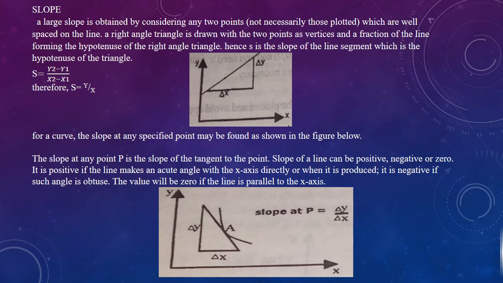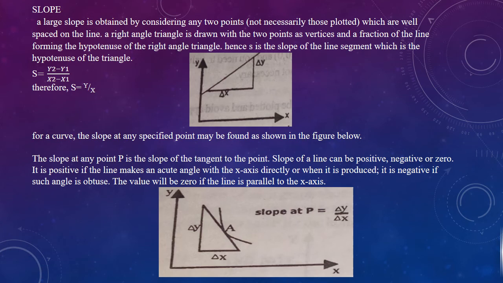The slope that was applied in the two examples we have done so far is now given here. A large slope is obtained by considering any two points which are well placed on the line. The two points that will be considered should be placed on the line. When we do this, we will see that a right angled triangle is obtained, from which the formula of the gradient of a line can be used to find the slope of a given graph.